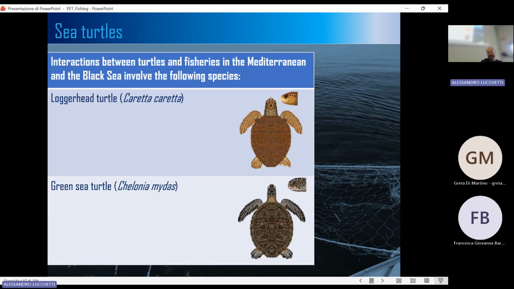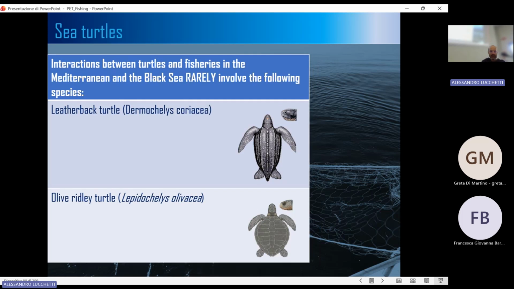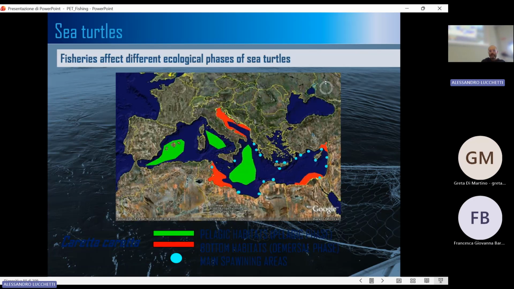Yes, these are the turtles that are mostly present here, especially loggerhead. In the last few years, we also have the green turtles, and sometimes, but only a few sightings of the leatherback turtle. This is more or less the distribution of these species, and that's why it's important to assess the potential risk.